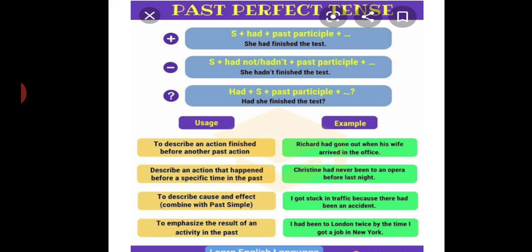Now the third one, to describe cause and effect. You combine it with the simple past tense. Now, I got stuck in traffic because there had been an accident. Did you see that? An accident had occurred. Do you see that? To describe cause and effect. I got stuck in traffic because there had been an accident. Can you come up with another sentence to explain this?